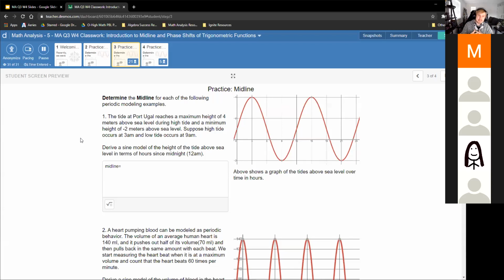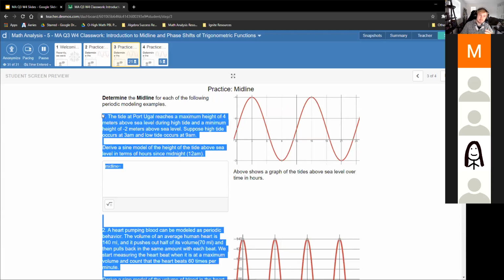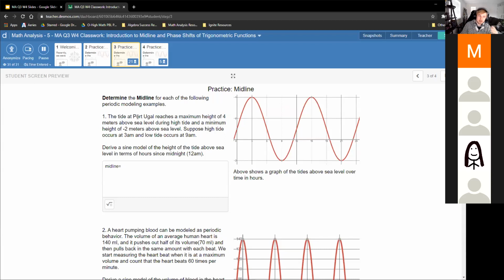And what that allows us to do, guys, is if I look at some word problem like this Portugal problem, and I can figure out these different features like amplitude and period and midline and so on, then what we'll be able to do is create models with functions, right? We'll be able to create sine functions, which actually model the tides. And then you could use that to make predictions and such.